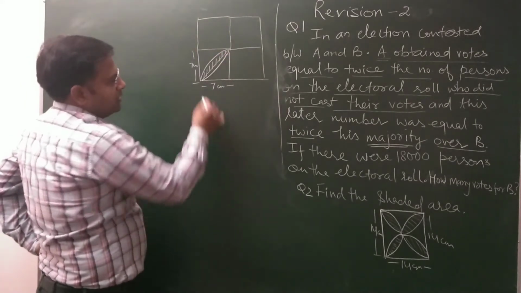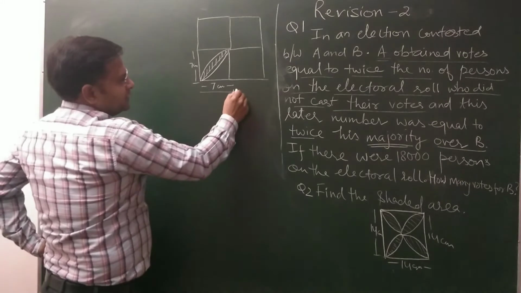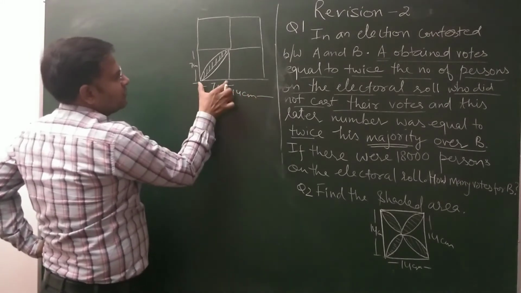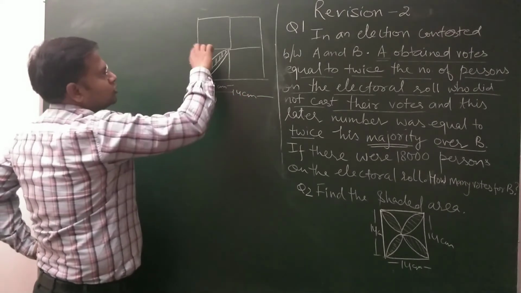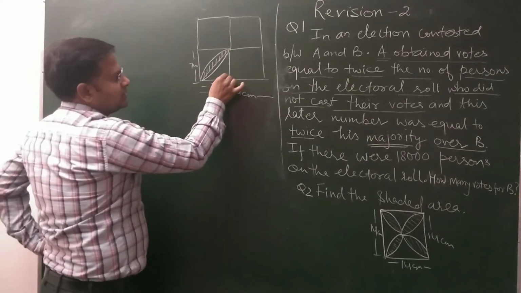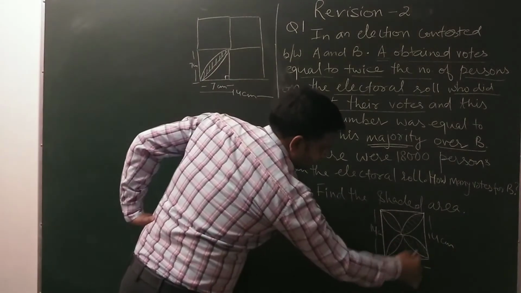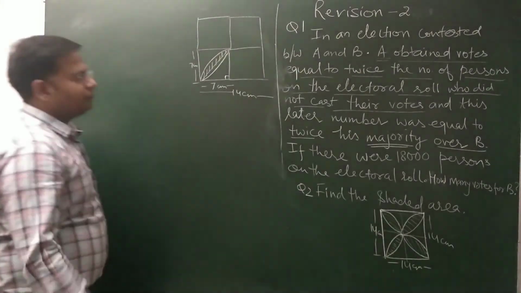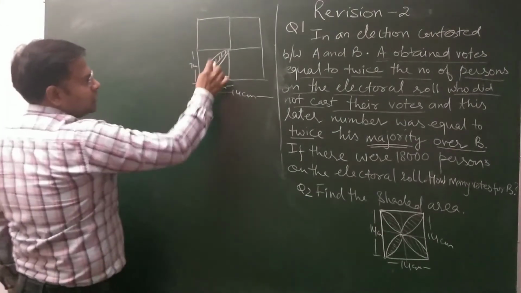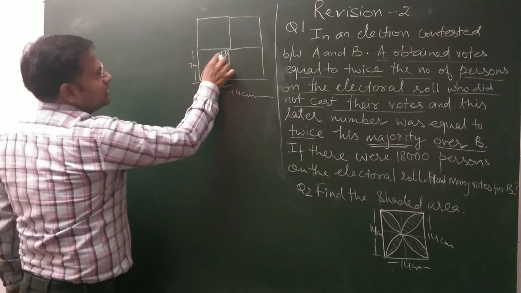So this complete side is 14 centimeter. So half of that will be 7 centimeter and this will also be 7 centimeter. And this angle will be 90 degree because you have to draw a line which will divide this square into 4 equal parts. So you can see this area.